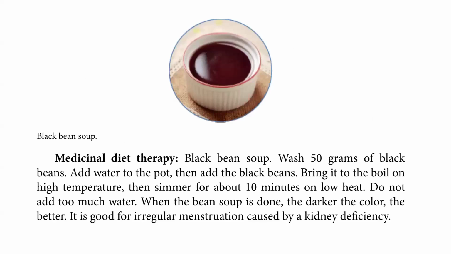Black bean soup. Medicinal diet therapy is a black bean soup. Wash 50 grams of black beans, add water to the pot, then add the black beans. Bring it to boil on high temperature, then simmer for about 10 minutes on low heat. Do not add too much water. When the bean soup is done, the darker the color, the better. It is good for irregular menstruation caused by kidney deficiency.